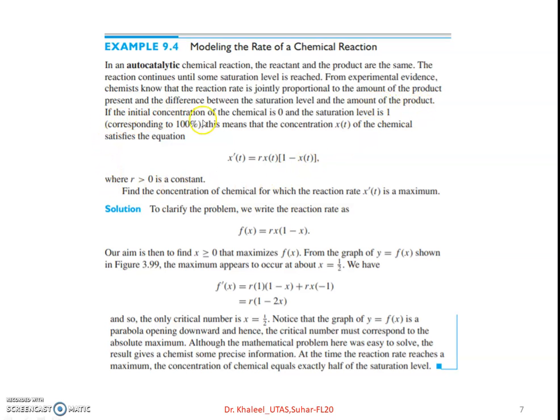If the initial concentration of the chemical is 0 and the saturation level is 1, corresponding to 100%, this means that the concentration x(t) of the chemical satisfies this equation, where r greater than 0 is a constant. This is given to you. Now the question is: find the concentration of the chemical for which the reaction rate x'(t) is maximum. That is, for what value of x this becomes maximum.